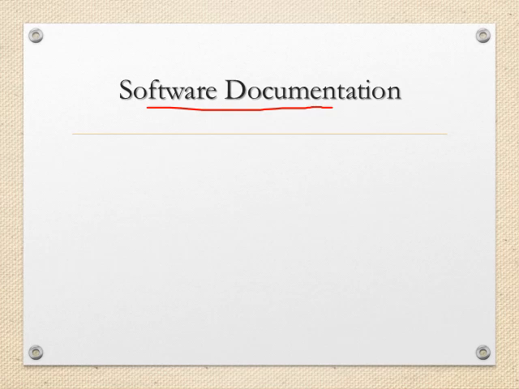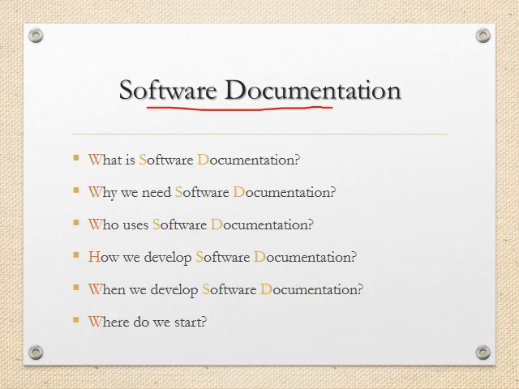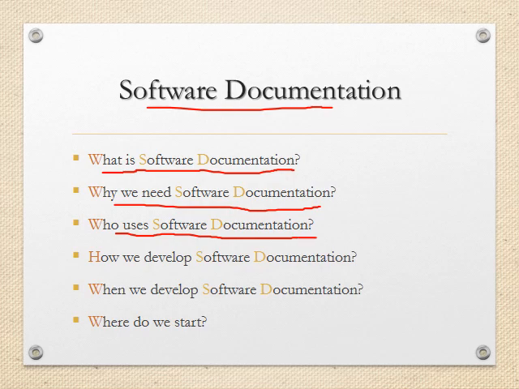Software documentation. By the end of this course, we'll be able to answer a set of questions. First question, what is software documentation? In general, software documentation is a form of writing. It's a kind of document that represents a phase or a stage in the development of the software. Why do we need software documentation? What's the purpose of software documentation? Who uses or benefits from software documentation?